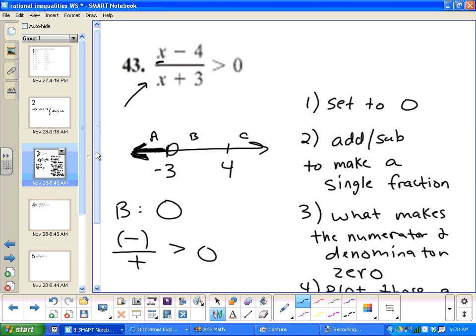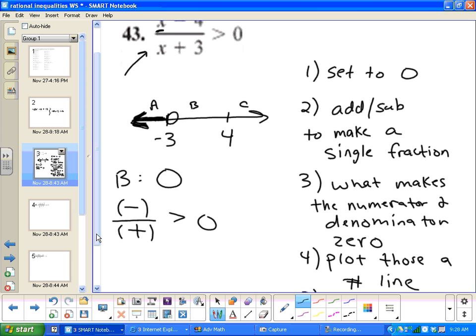Now, so I get a negative divided by a positive. Now, negative divided by a positive would be a negative, wouldn't it? Okay, so we'd have a negative is greater than 0. Now, is that true? No. So that means the numbers that are in interval B are not solutions. Okay, so we're not going to shade in interval B. We only shade in the ones that make it true, which is the ones that are the solutions.